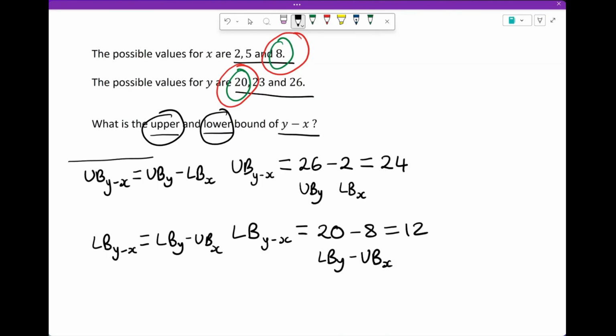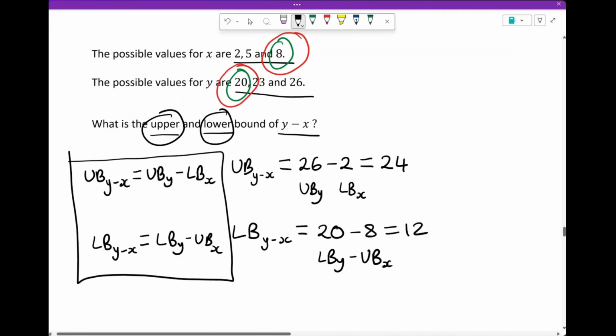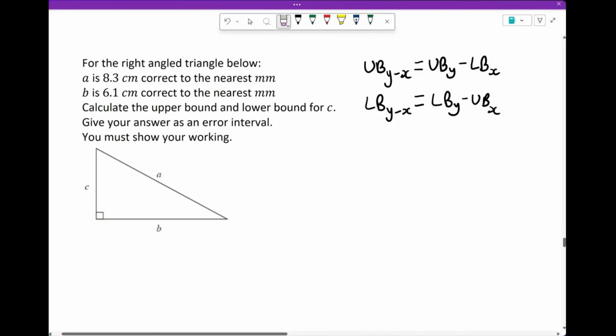Now let's have a go at using these to calculate the upper and lower bound in some other scenarios. Let's have a look at this question here. It says for the right angle triangle below, we've got A as 8.3 centimeters to the nearest millimeter. So that's already telling me this is a bounds question because the 8.3 is the result of rounding to the nearest millimeter. And then B is 6.1 centimeters, also to the nearest millimeter. We need to calculate the upper and lower bound for C, so that's confirmed this is a bounds question, and we need to give our answer as an error interval.